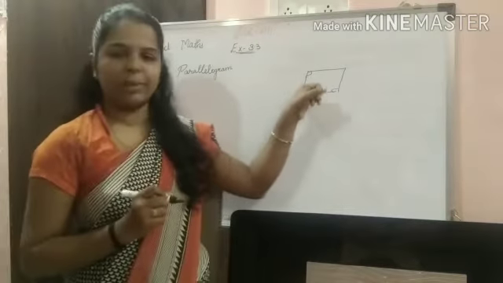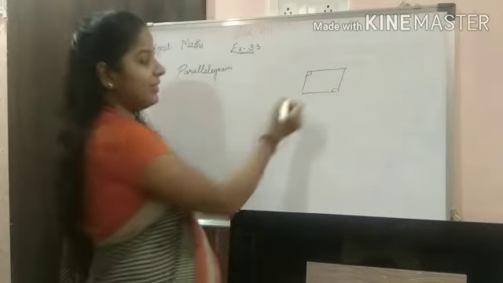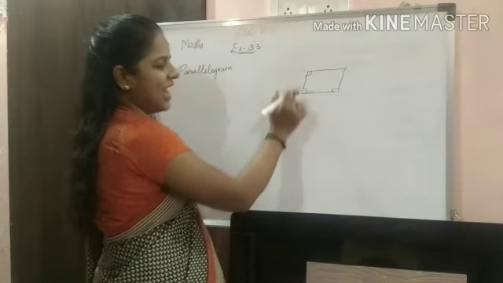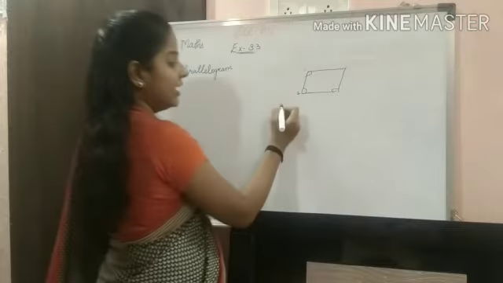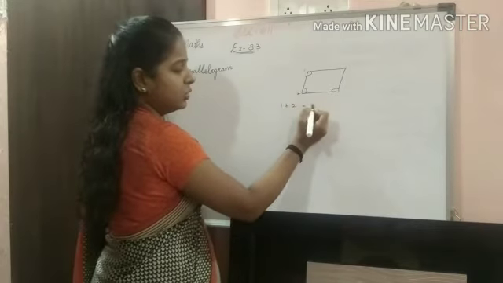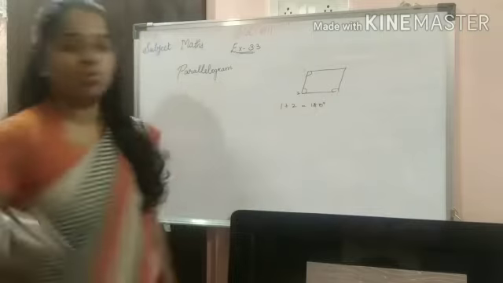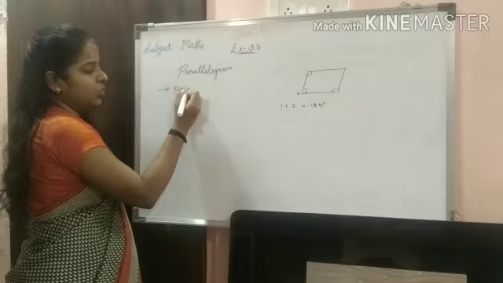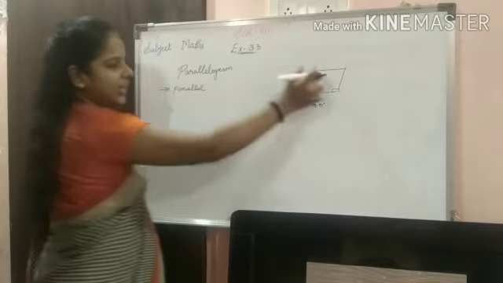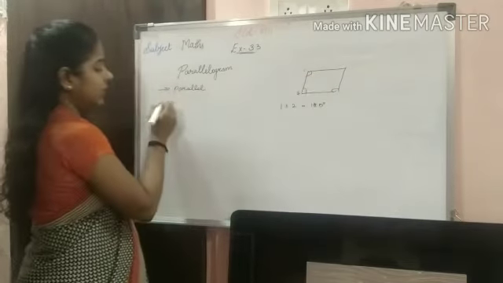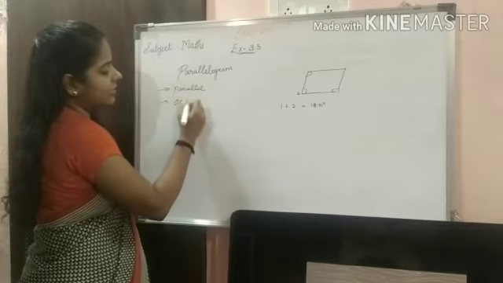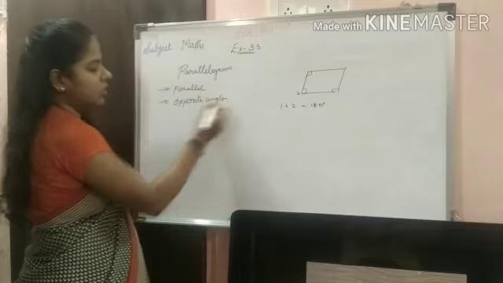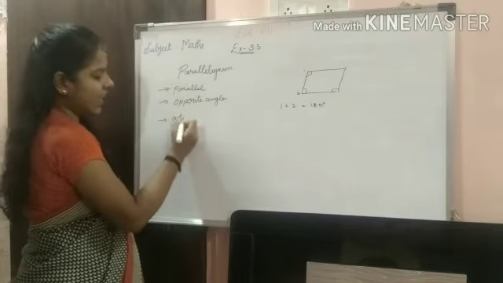This is about the parallelogram. And what happens next is the adjacent angles, 1 and 2. These adjacent angles are 180 degrees. While adding angle 1 and angle 2, you will get 180 degrees. So the first point I said, they have parallel lines. Two sides are parallel to each other. Next I said, opposite angles are equal.